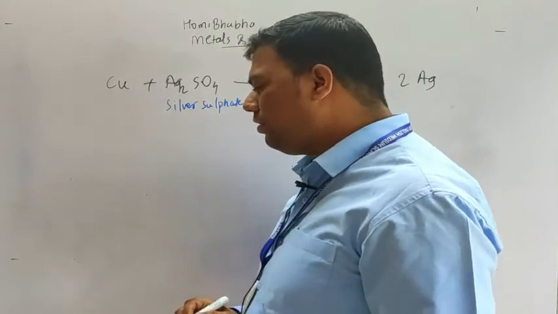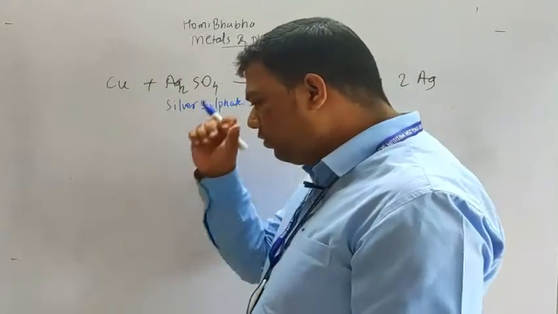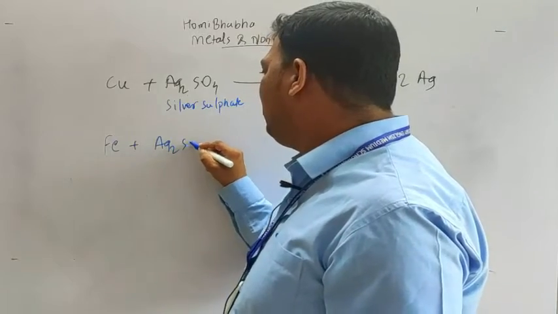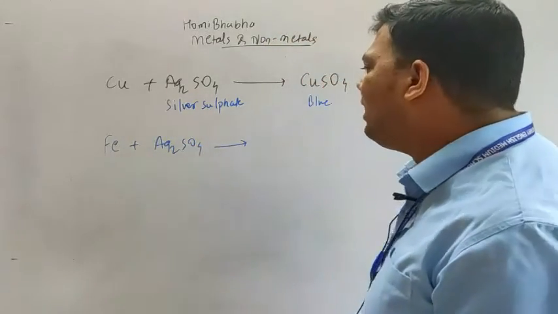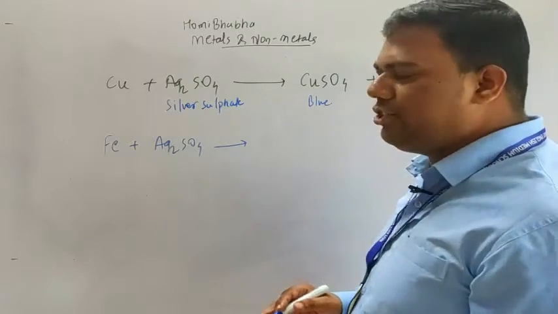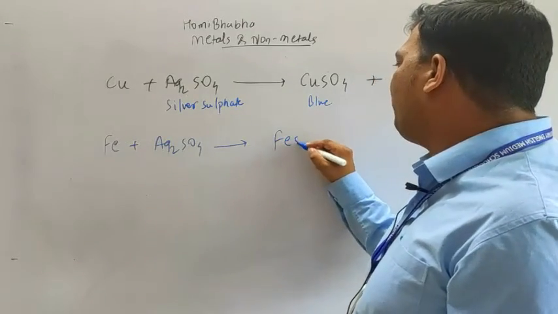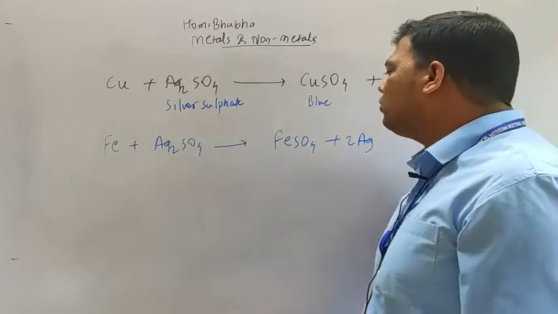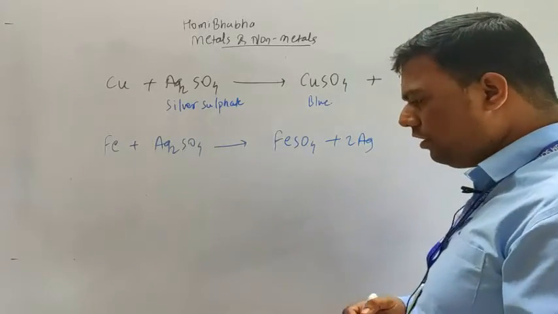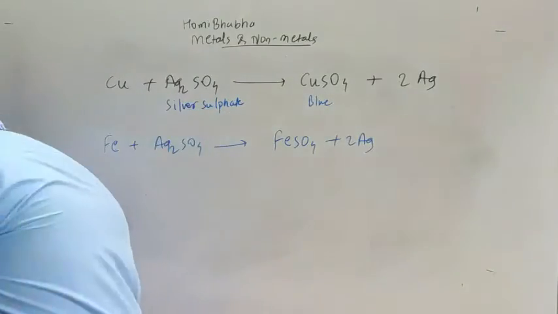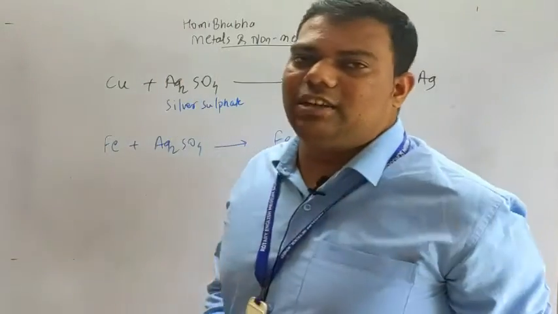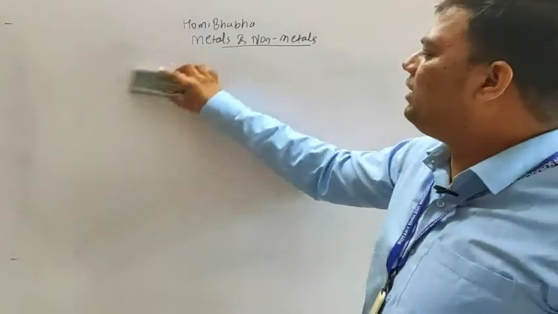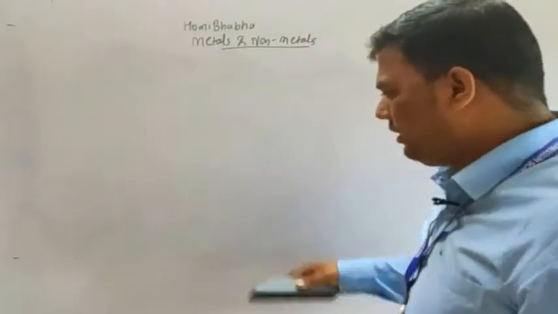Suppose you took iron also. Iron plus Ag2SO4. Iron is also more reactive, so it can displace Ag. Ag is less reactive. So FeSO4 plus 2Ag. For balancing, yes, our reaction is also balanced. Now we will see some extra examples and some exceptional cases in which no reaction will occur. That we will now discuss.